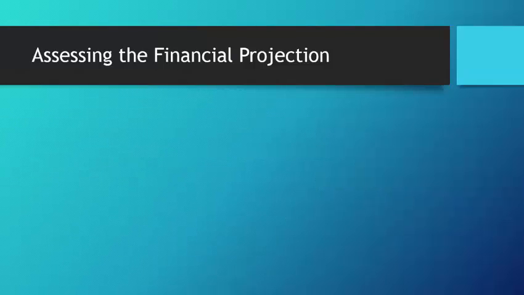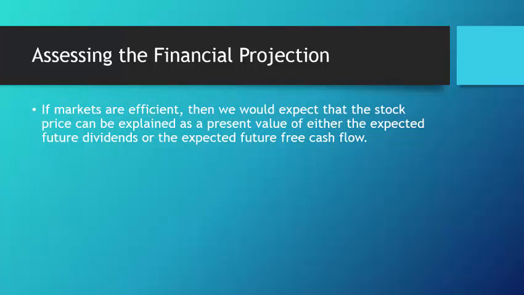We're going to be assessing the financial projections in a corporate planning way and try to bring this full circle and then say, so what could we do better as managers to maximize shareholder wealth? Well, to begin with, we have to know more fully what generates shareholder wealth. So if markets are efficient, then we would expect the stock price to be the present value of either the expected future dividends or the expected future cash flows, free cash flows.